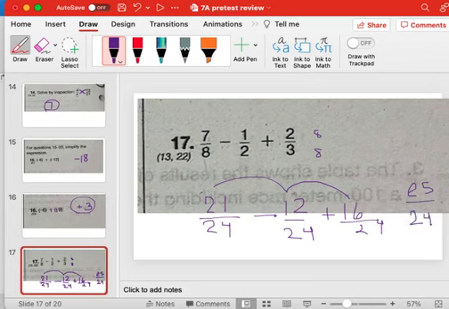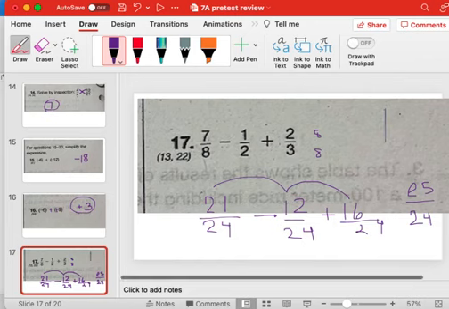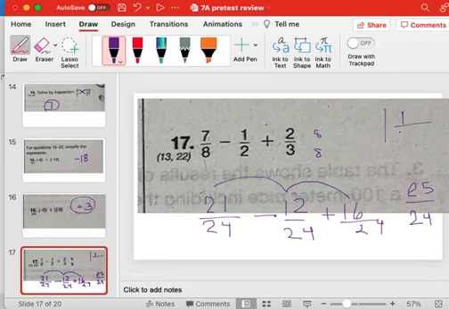Okay, now suppose we're not supposed to leave it as an improper fraction, what would we do? 1 and 1/24. Any questions on that one?